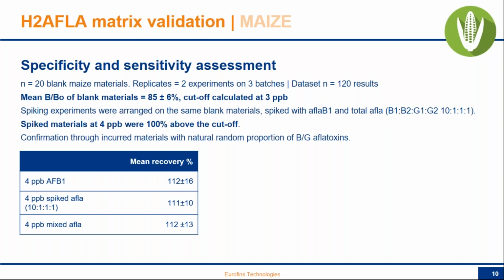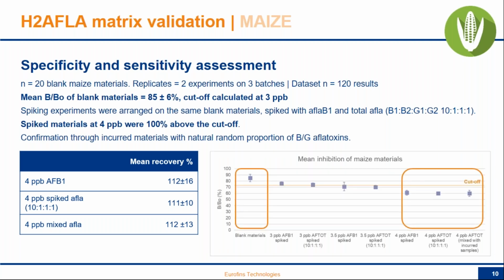So here you see in the table the accuracy that we recorded for both the spiked and the encurred mixed materials, where you see there is a little overestimation that is visible due to this matrix effect. And in the graph, you see the attempts that we did to investigate the capacity of the kit of detecting also lower concentration, and then the average inhibition signal of data sets collected for 4 ppb spiked and mixed materials. So you see a clear difference to the B over B0, the inhibition value of blank materials, and how far they are from the cutoff level.